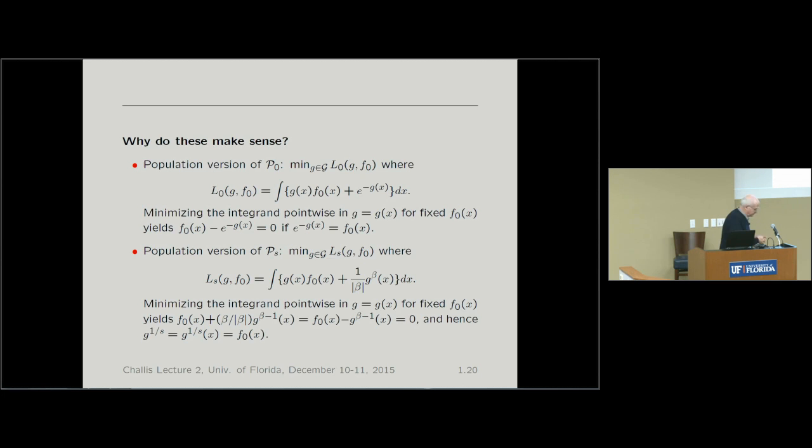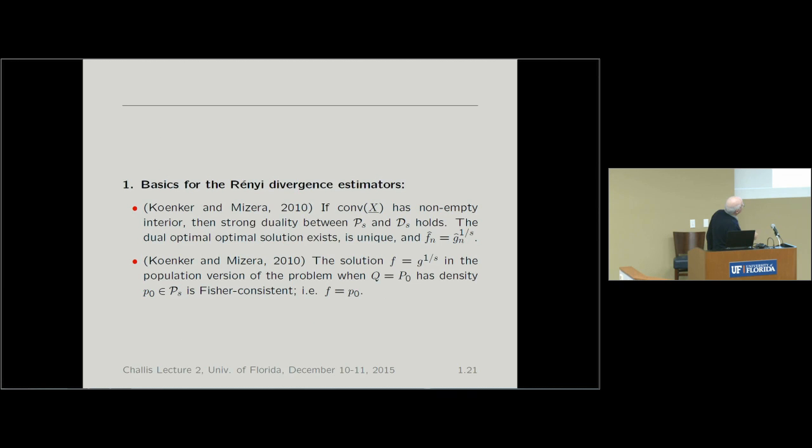So Koenker and Mizera, Roger and Ivan, proved that if this has non-empty interior of the convex hull of the data, then strong duality holds between the primal problems and the dual problems. The dual optimal solution exists, is unique, and you've got the right answer. The convex function is related to a density. Similarly, under log-concavity, well, this is always the right thing. You have density, you have Fisher consistency. So this is what I was more or less indicating by doing a pointwise minimization on the previous page.